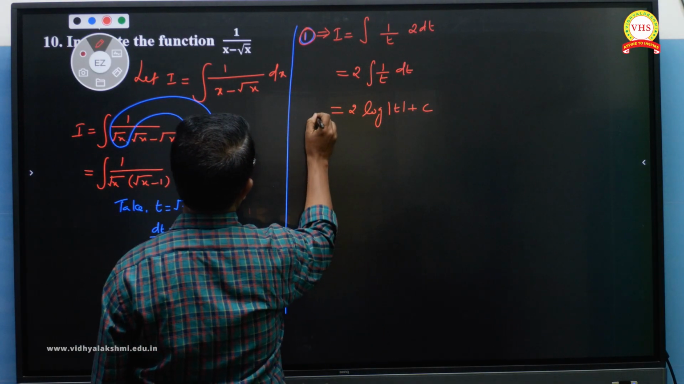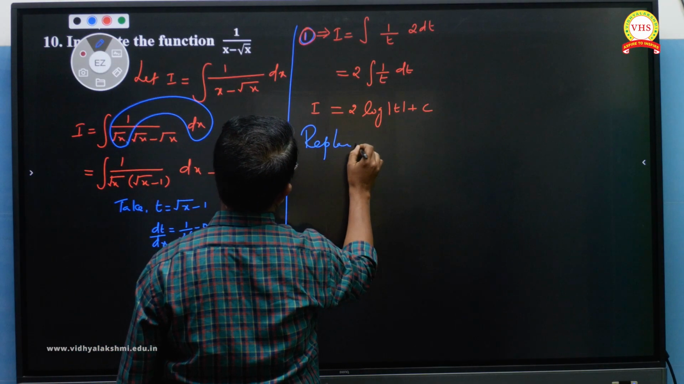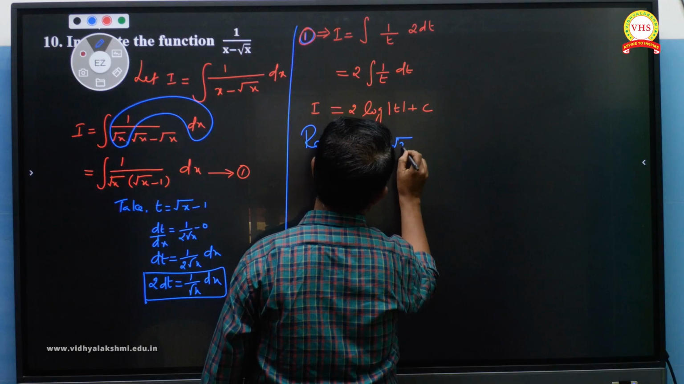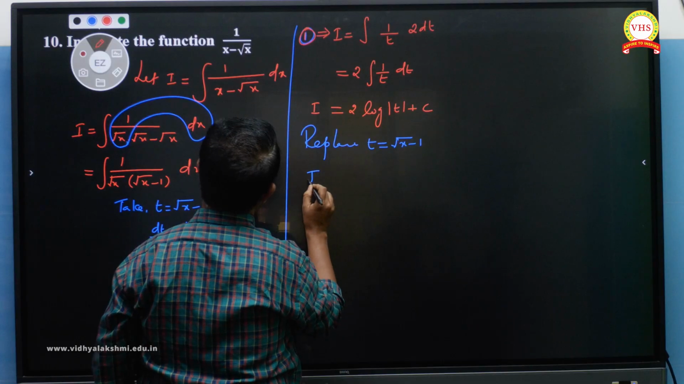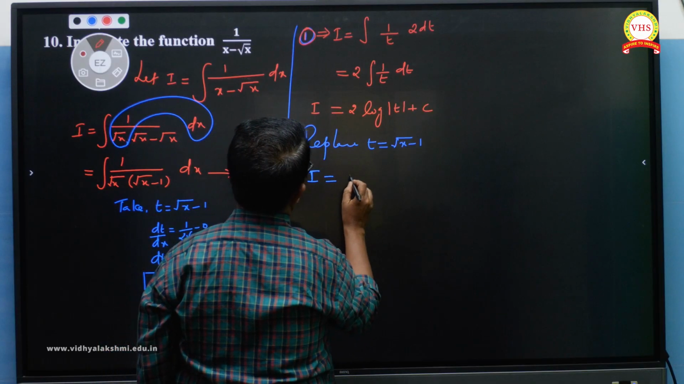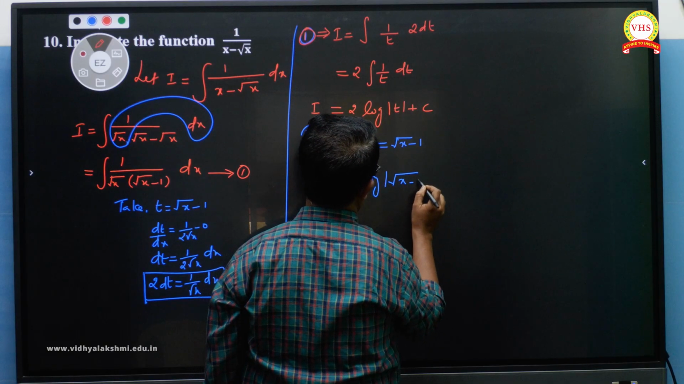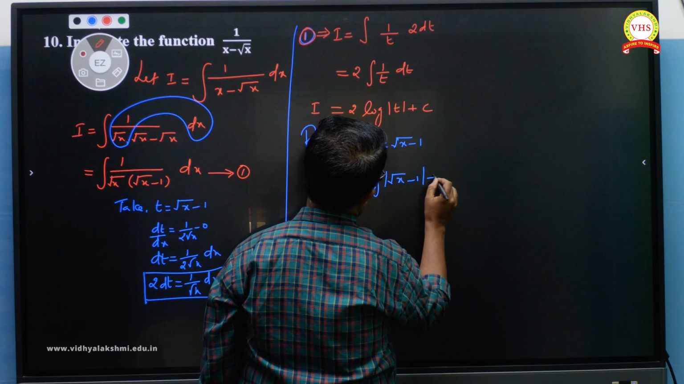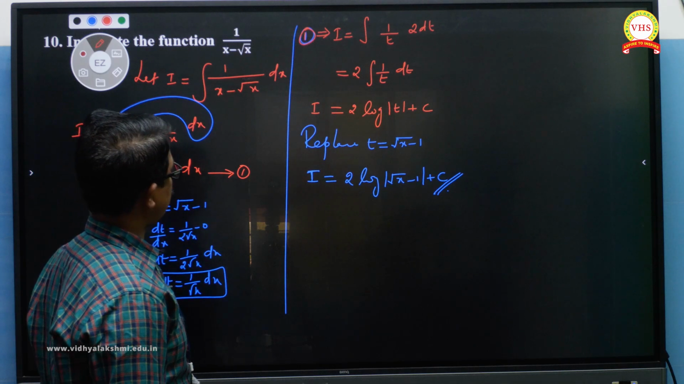Now finally this is I, so we are going to replace the t value. What is t equal to here? What did we assign here? t equals square root of x minus 1. Therefore, the final answer is I equal to 2 into log of modulus of square root of x minus 1, plus c. This is the final answer for the given function. Are you okay?